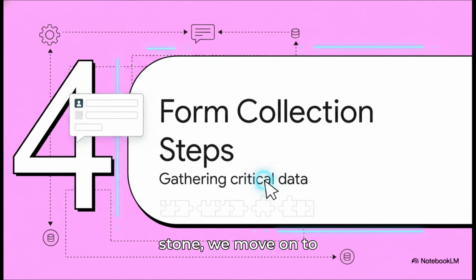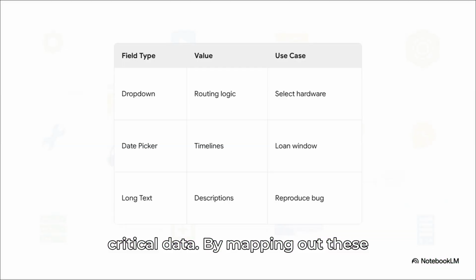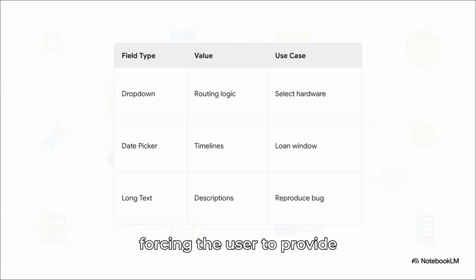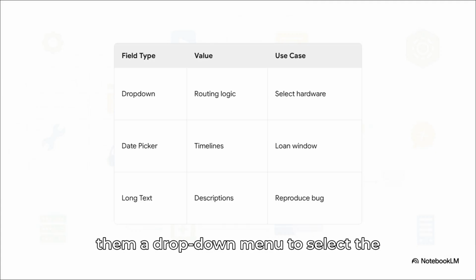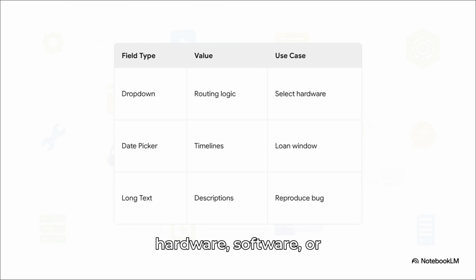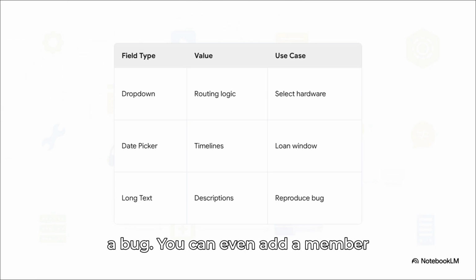Once your trigger is set in stone, we move on to the single most important part of the build, gathering that critical data. By mapping out these specific form fields, you are forcing the user to provide structured data. You give them a drop-down menu to select the issue category, like hardware, software, or billing. You use long text fields so they can type out the exact steps to reproduce a bug. You can even add a member selector to capture their specific user ID automatically.